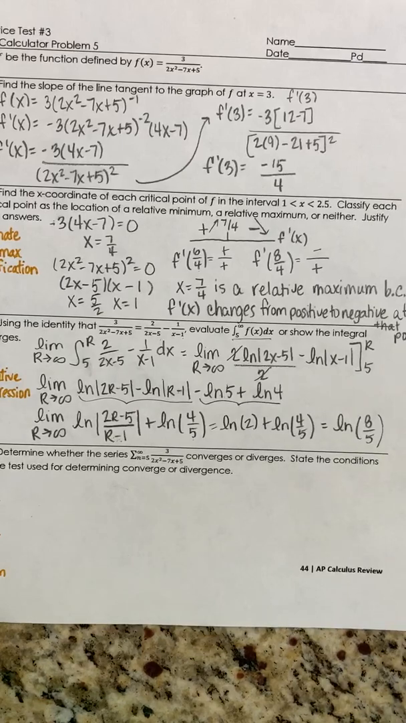Now, part D says determine whether the series from n equals 5 to infinity of 3 over (2n squared minus 7n plus 5) converges or diverges, and state the conditions or test used to determine it. Well, since I just found the integral in part C, I'm going to use the integral test.